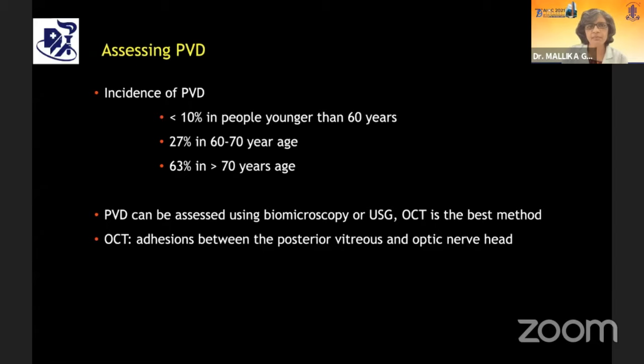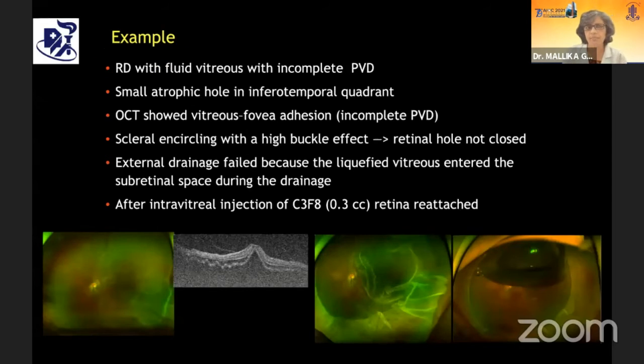So as I said, more than 63% of the patients over the age of 70 will have PVD. And PVD can be assessed best by using OCT, which can show the adhesion of the posterior vitreous to the optic nerve or the retina. Because in a detached retina, ultrasound may be less reliable.